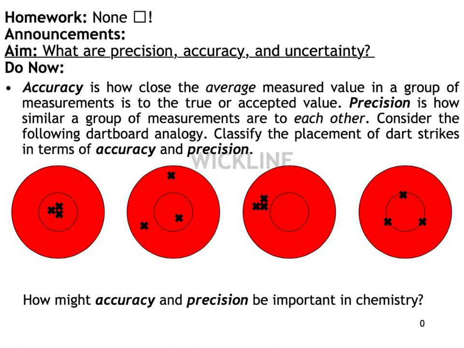Accuracy and precision are important in chemistry, but in all sciences, because they are things that we need to consider when we're using machines to measure data values, and we use lots and lots and lots of machines to measure data values in chemistry. Not only scales, but all kinds of machines to measure volumes, to measure densities, to measure lengths. We need machines for that stuff.